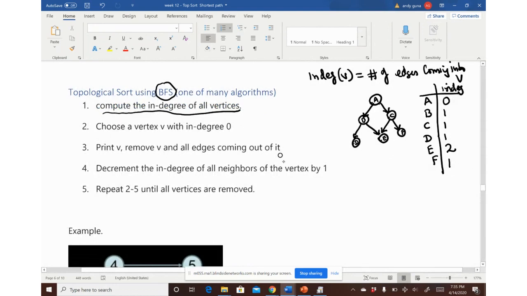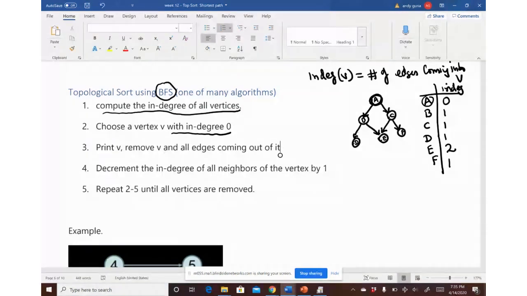So in this algorithm, what we do is we choose a vertex with in degree 0. As you can imagine, in the topological sort, we want the starting node to be the one with in degree 0. So in this case, I would be choosing A.